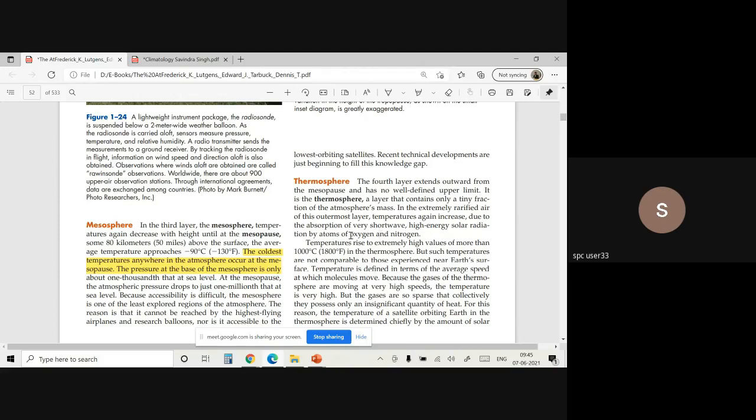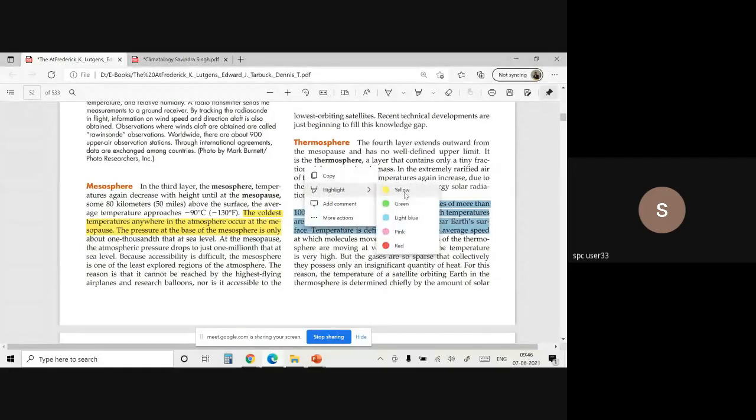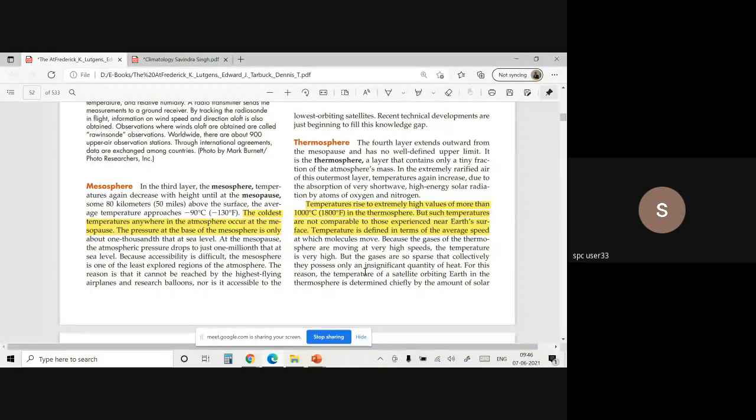Temperature begins to increase due to the absorption of very short-wave, high-energy solar radiations by the atoms of nitrogen and oxygen. Temperatures rise to extremely high values. This is an important thing that I wanted to highlight, and I'll just put it up. Temperatures rise to extremely high values, more than 1,000 degrees centigrade in the thermosphere, but such temperatures are not comparable to those experienced near the Earth's surface. Basically because of the fact, now we come to that particular point.